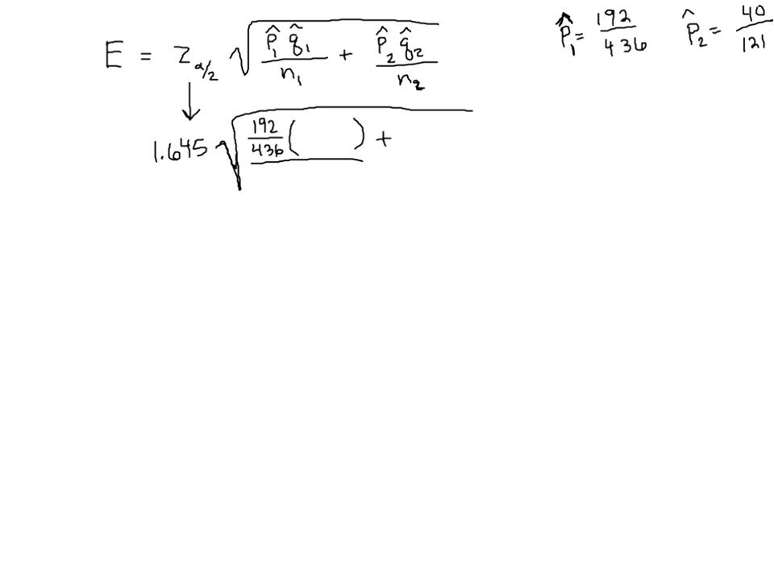Anybody remember what q hat is? All right, so q hat is 1 minus p hat, yes? Okay, q hat is 1 minus p hat. So what I'm doing is I'm just plugging into the formula. There it is. So I have my p hat 1 and my p hat 2 there. You just told me what q hat was. That was 1 minus p hat, so 1 minus 192 over 436.